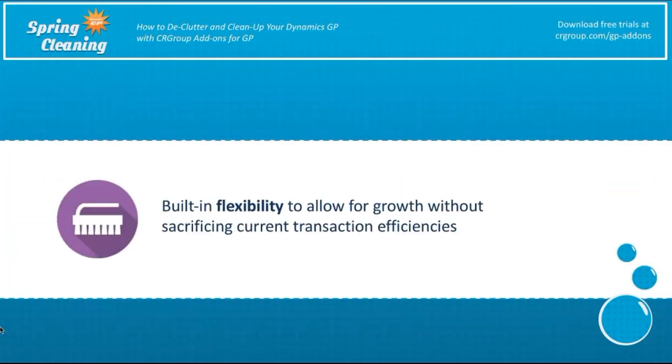Built-in flexibility to allow for growth. I think this is also important. It's one of the reasons why chart of account structures get clogged up. When we originally put them in place, we don't think about number sequencing and structuring them so that if the organization grows, we can increase the number of accounts. If we add new business units, new departments, or new entities, the structure will support that growth. And so we need to think about that as we go through this process.